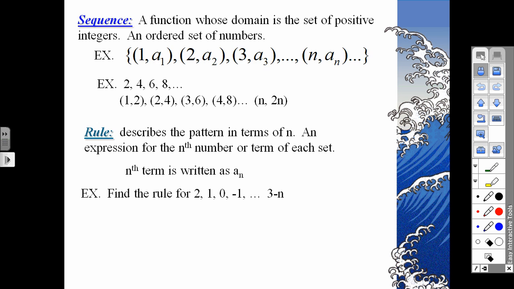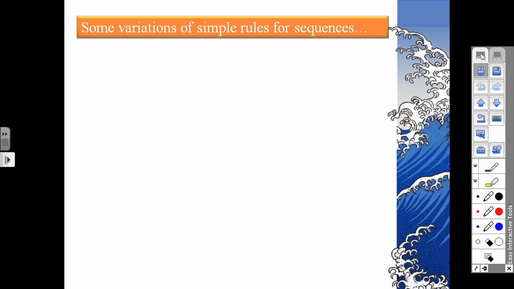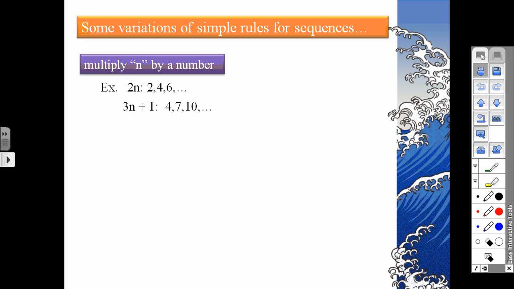Okay, so moving on. Wanted to give you some variations of simple rules for sequences, just to help you out in case you're having some difficulty with this. So like I said, you can multiply n by any number, and you can also add and subtract numbers from that. So like we saw with the even integers, 2 times n, that gives you 2, 4, 6. 3n plus 1, so that would give you 4, 7, 10. You can see how the difference between these numbers is always a constant 3. But we didn't start with 3, we started with 4, so that's why we added 1, and all of these are just off by 1.